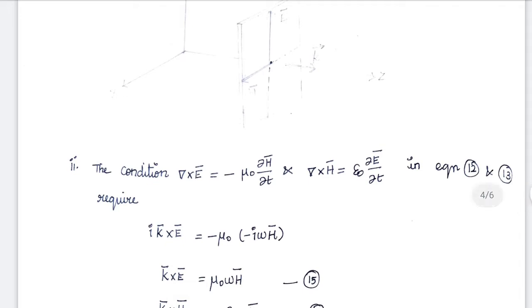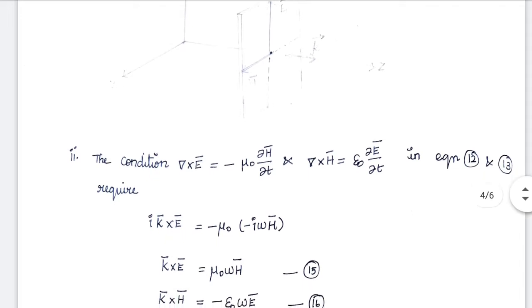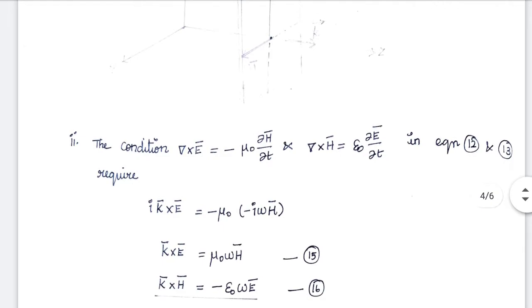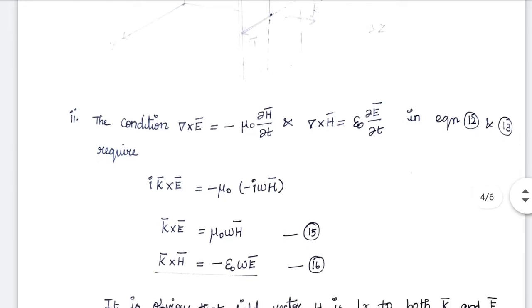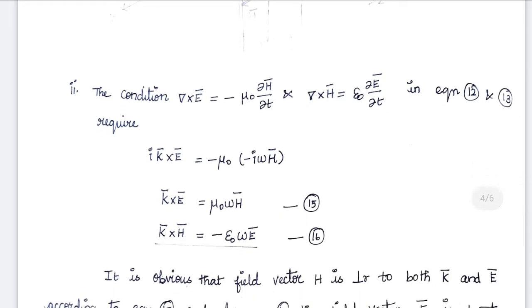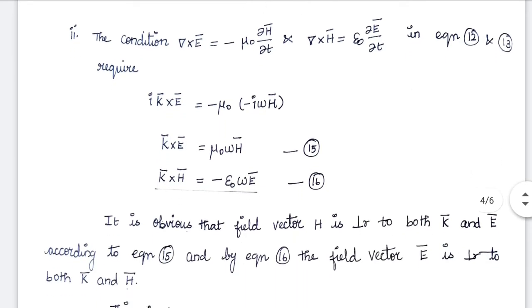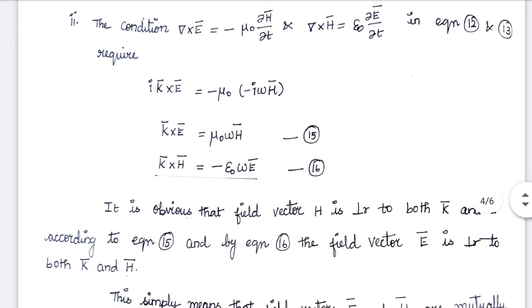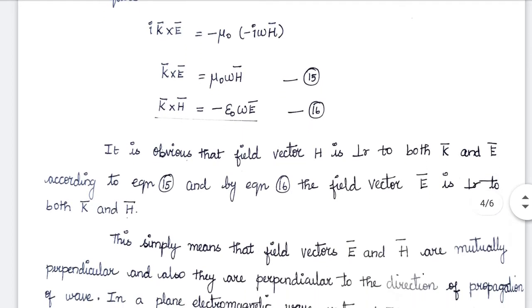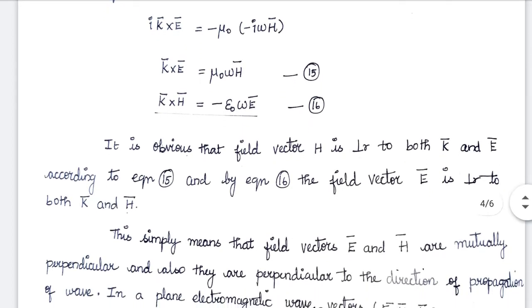Next, we have another two conditions, curl of E vector and curl of H vector. Let us put them in equations number 12 and 13. If we put them in, we will get i into k vector cross E vector is equal to minus mu naught into i omega H vector. Simplifying, we will get k vector cross E vector is equal to mu naught omega H vector. And k vector cross H vector is equal to minus epsilon naught omega E vector.